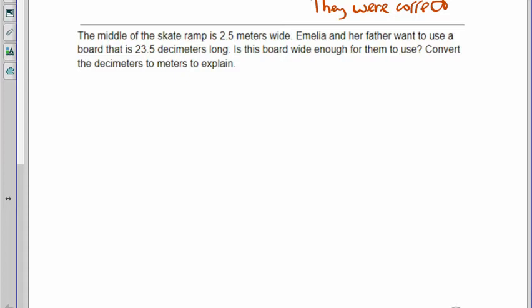For this next part, the middle skate ramp is 2 5/10 meters wide. Amelia and her father want to use a board that is 23 5/10 decimeters long. Is the board wide enough for them to use? We need to convert to meters to find out. This is for you to try. And just know that 1 meter is 10 decimeters. And that's it. So try it out. We'll check it out in class.